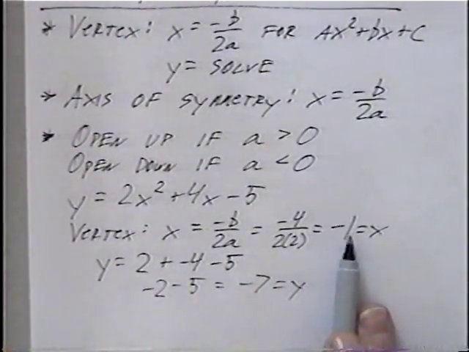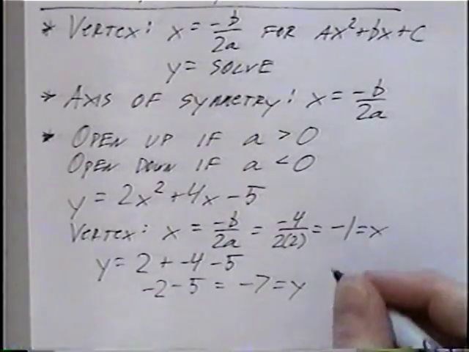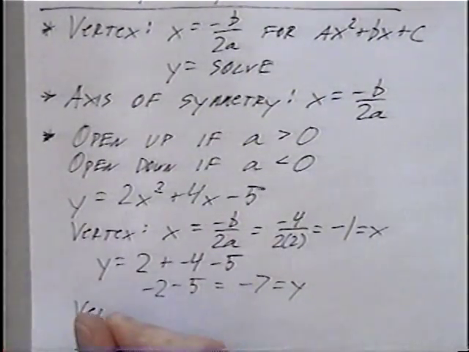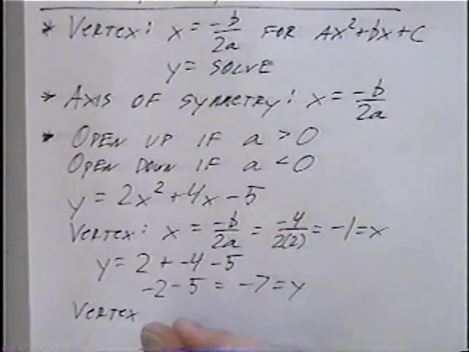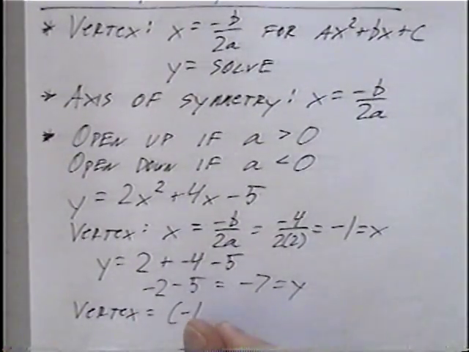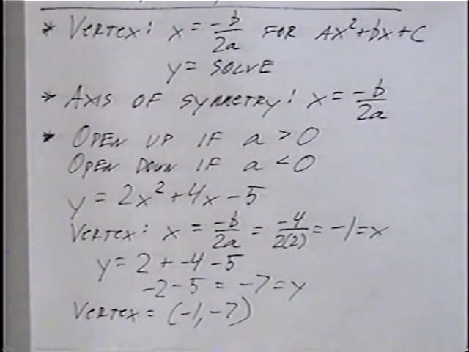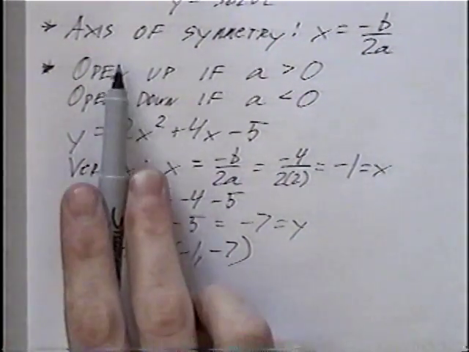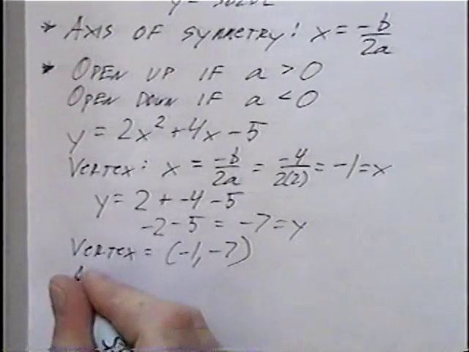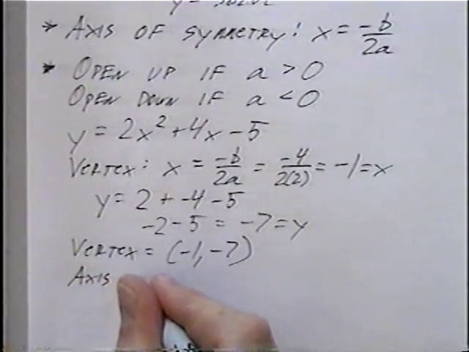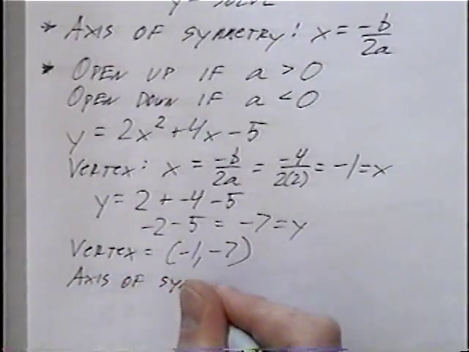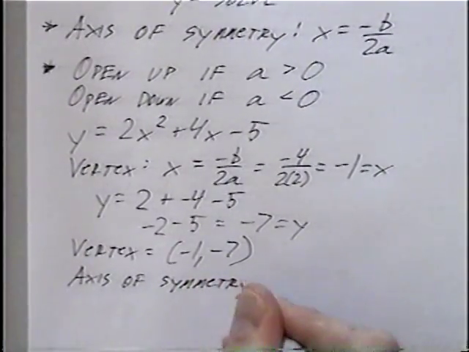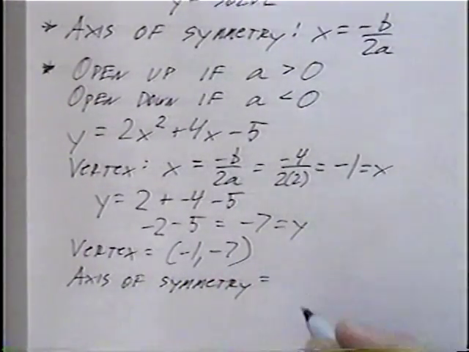So our vertex, x equals negative 1, y equals negative 7. We can write that as a point, negative 1, comma, negative 7. The axis of symmetry, again, is the same equation. But it is just the x value, so it's just negative 1.